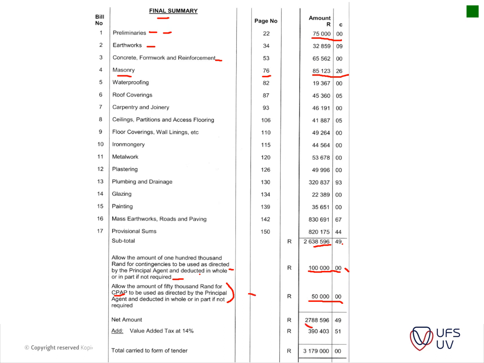Then you get your net amount measured here, you add your VAT, and you get your final tendered amount, which is carried to your tender form. If it's successful, then this is assigned, and this is the contract amount that the contractor is bound to. It now becomes a quote. So the contractor quotes the client that he will be able to do this work for this amount.